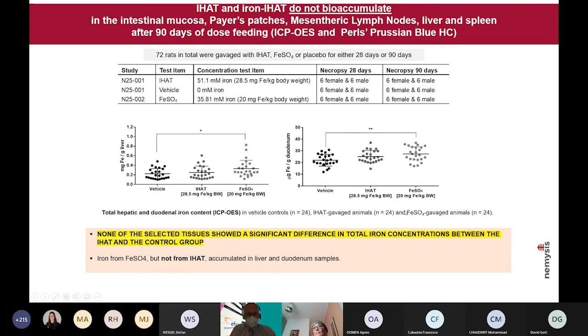This is interesting because this was done for IHAT as such, and of course, given that we are a new and novel source of iron, it was also done in comparison with what is still regarded as the gold standard for iron supplementation. Interestingly, we found that with iron sulfate, some iron accumulated in liver and spleen.